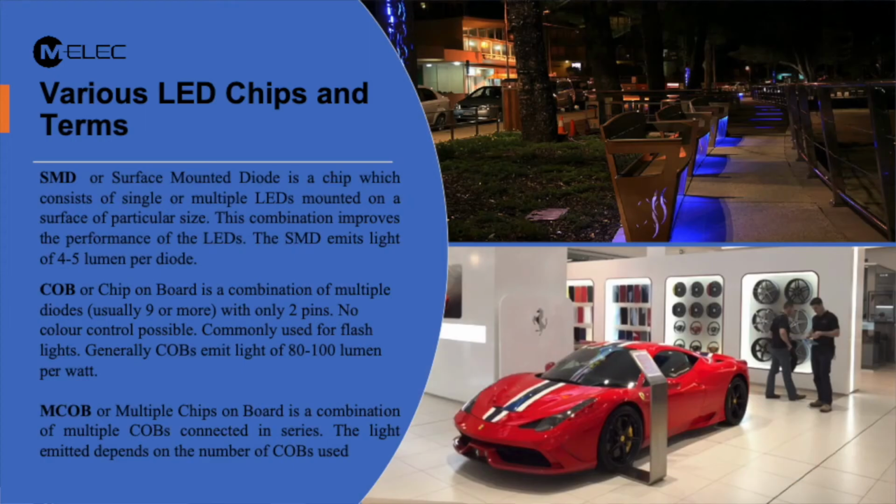Chips on board are a combination of multiple diodes, usually 9 or more, with only 2 pins. So if that's a chip on board, one diode, there would be 9 small diodes inside it, and it would have only 2 pins. So you can't control those 9 diodes individually, you can only control them as one. So that's chips on board. And multiple chips on board are multiple chips on board collectively all in one to do one function. So just remember that.